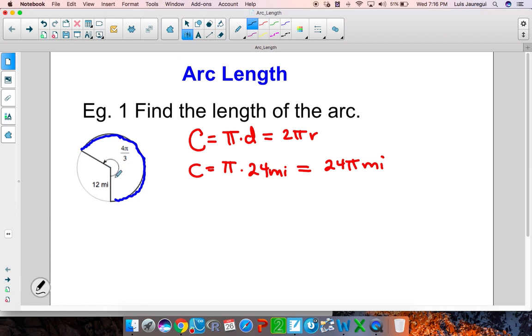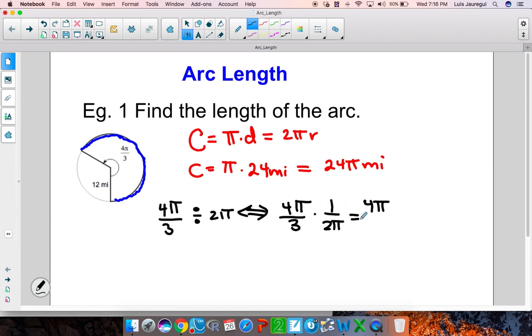So how much out of that arc do we really want? Well, let's see what fraction. We have 4 pi thirds out of the whole central angle, which is 2 pi, okay? So I'm going to divide that, and if you remember, based on your previous courses, this is equivalent to saying I'm going to take 4 pi over 3 times the reciprocal of 2 pi, which in this case is 1 over 2 pi, okay? And I just multiply across, so I have 4 pi times 1, that will give you 4 pi. Then I have 3 times 2 pi, that will give us 6 pi.